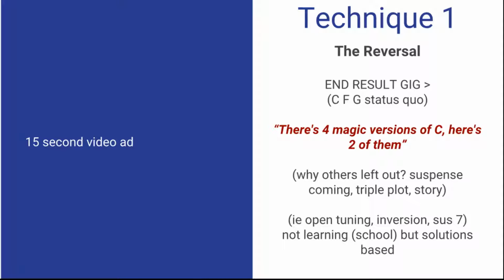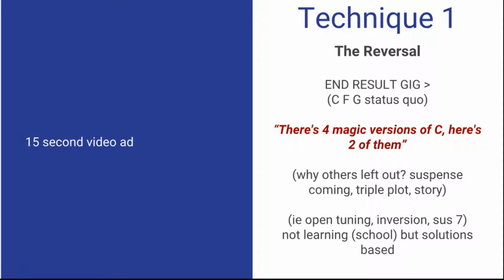What we do is we show them the end result, because we want to show them the benefit, the outcome of what it's going to do. So we have a picture of some guys gigging maybe, or the audience really enjoying the concert, and then we cut away to the thing. And rather than saying this is the chord of C, this is how you play it, we go in with a leading line, something along the lines of, there's 4 magic versions of playing the chord of C.